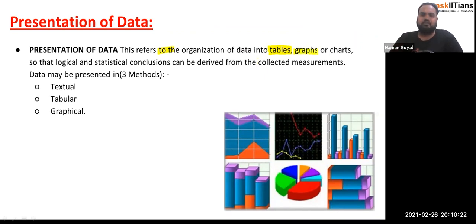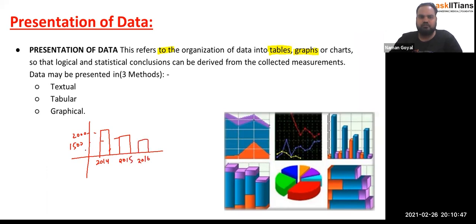Next is graphs. You can see graphs in a cricket match also. If we have data that in 2014 a particular batsman scored, for example, 2000 runs, in 2015 he scored 1500 runs, in 2016 he scored 500,000 runs, and then in 2017 he scored 3000 runs, this form is known as graphical form.